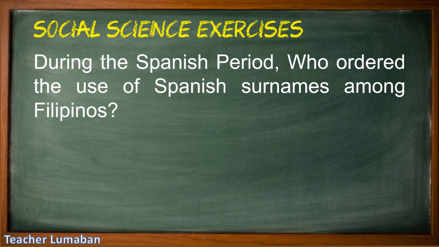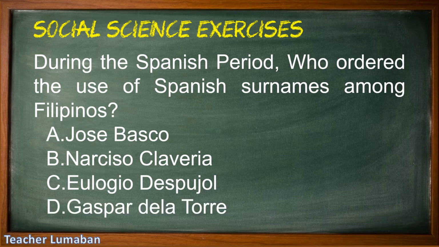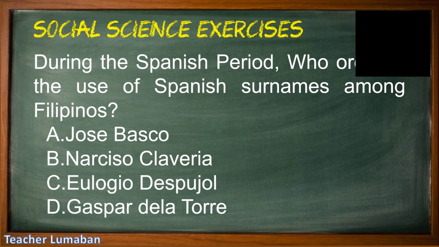During the Spanish period, who ordered the use of Spanish surnames among Filipinos? Letter A, Jose Bosco. Letter B, Narciso Claveria. Letter C, Eulogio Despujol. Letter D, Gaspar de la Torre. Please choose the suitable answer to the following choices in 5 seconds.